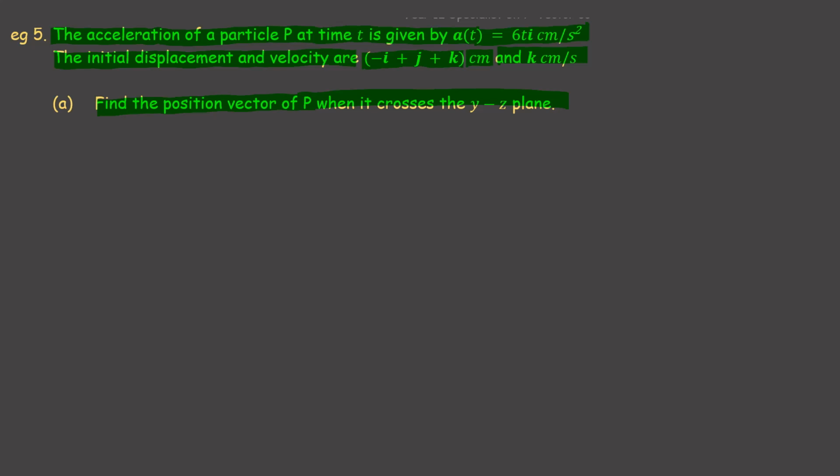Okay, so what we're given here is that a is equal to (6t, 0, 0). We're given that r(0) is (-1, 1, -2), and the initial velocity, v(0), is (0, 0, 1).